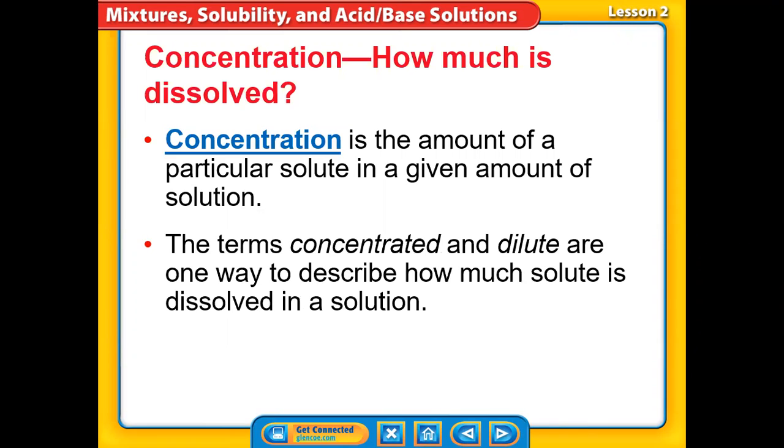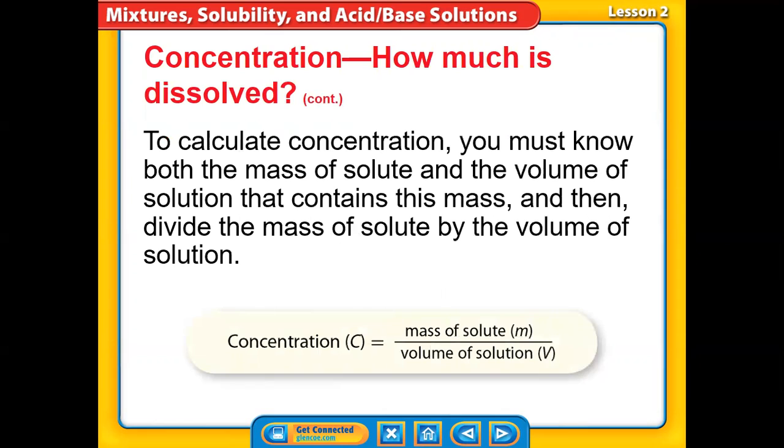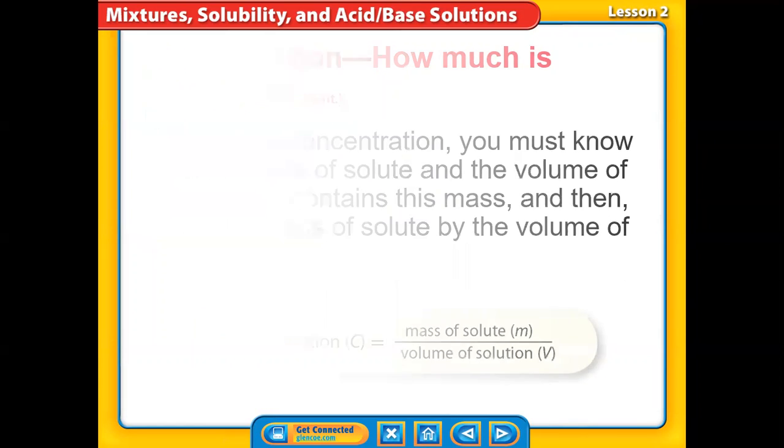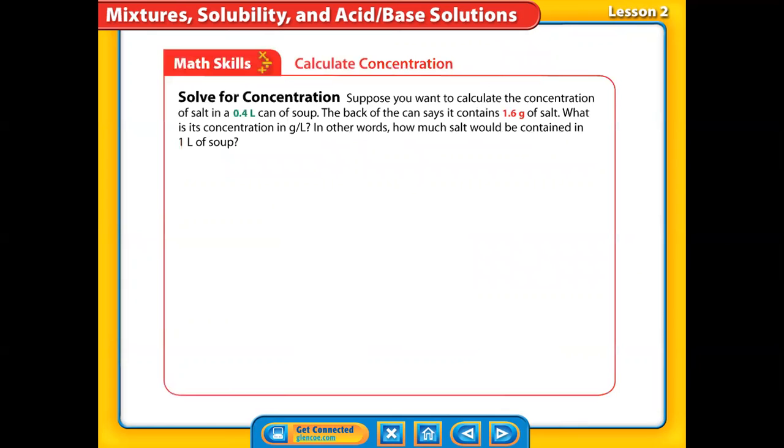We could describe the solution as concentrated if there is a lot of solute dissolved in the solvent, or as a diluted solution if there is a little amount of solute dissolved in the solvent. Easily, we could calculate the concentration by this formula: concentration C equals the mass of the solute in grams divided by the volume of solution in liters.